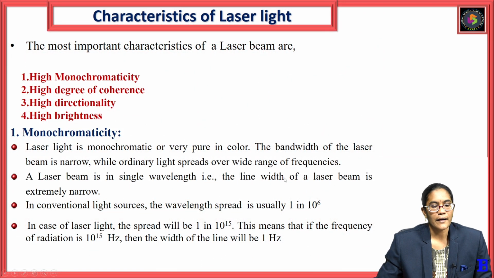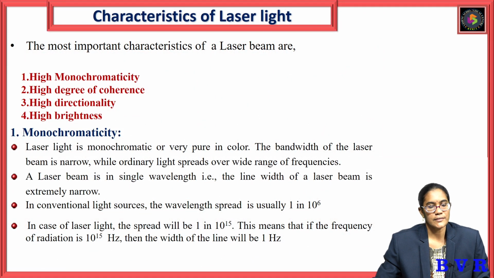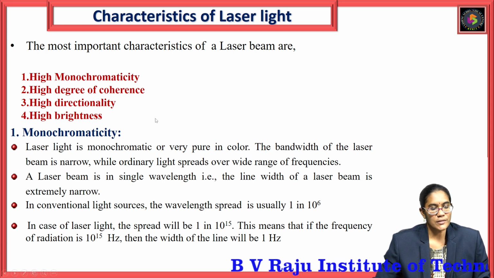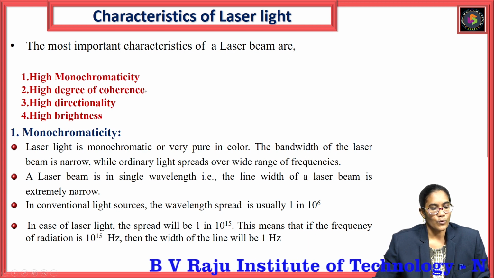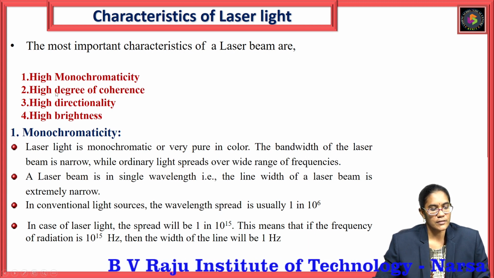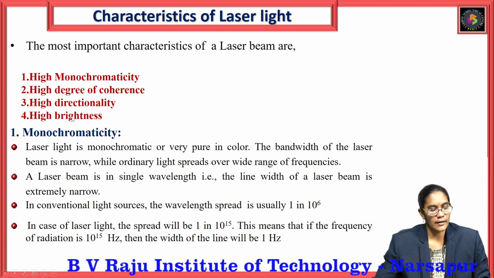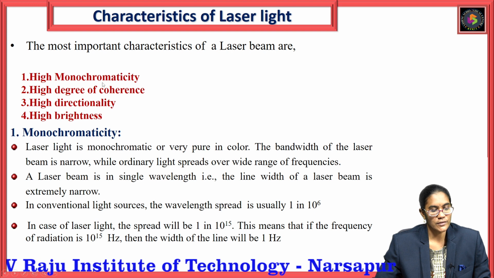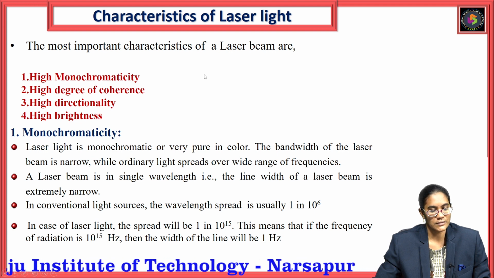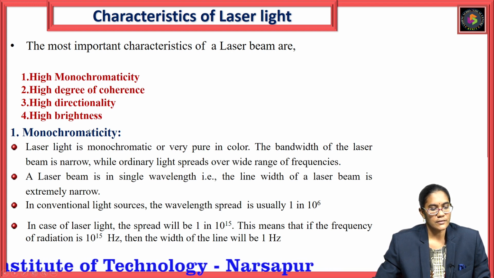Then the characteristics of laser light. Laser light has four important characteristics. When compared to ordinary light, the most important characteristics of a laser beam are high monochromaticity, high degree of coherence, high directionality, and high brightness. I'll discuss them one by one. I've already discussed these points at the start, and I've discussed them elaborately here.